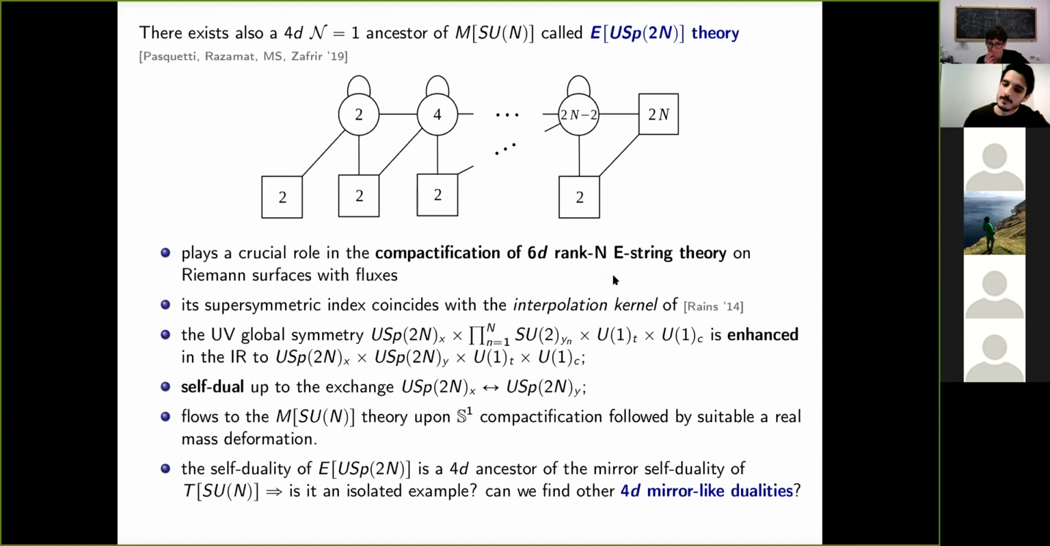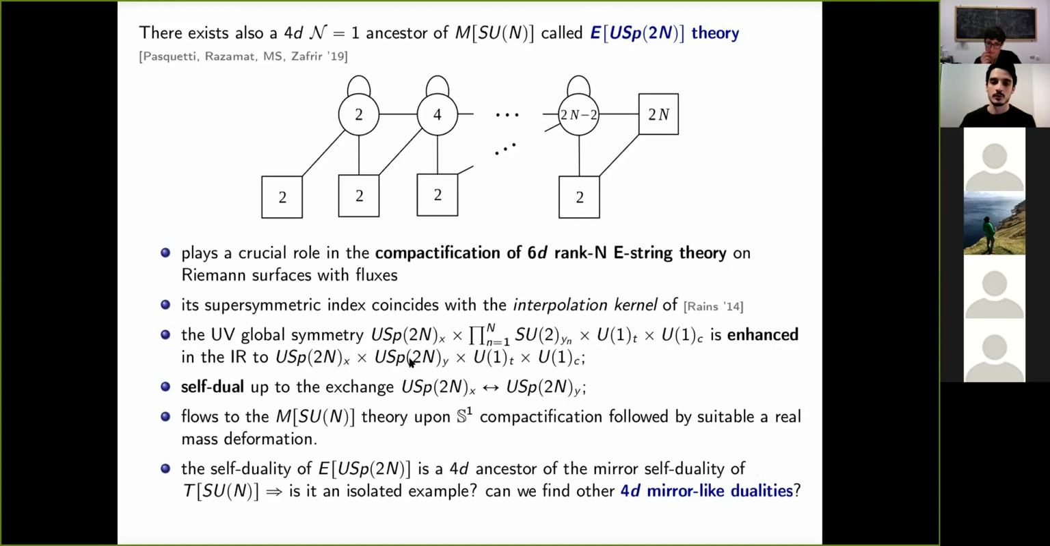I don't have an understanding of why this theory, which I introduced from this bottom-up perspective, also appears from this other top-down perspective. So this is what I think would be interesting to understand better. It seems that this theory appears only in the context of the compactification of the E-string for some very specific choice of fluxes. Actually, not directly this theory, but a slightly more complicated quiver gauge theory that uses this theory as a building block.